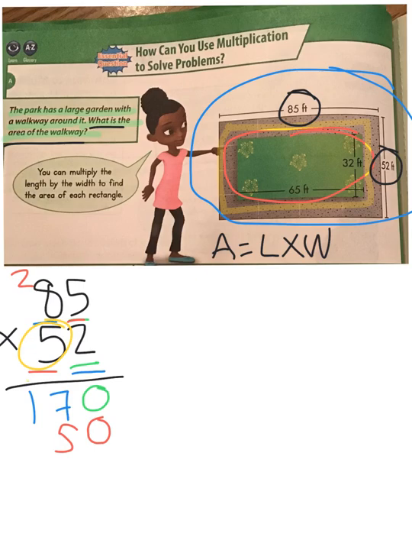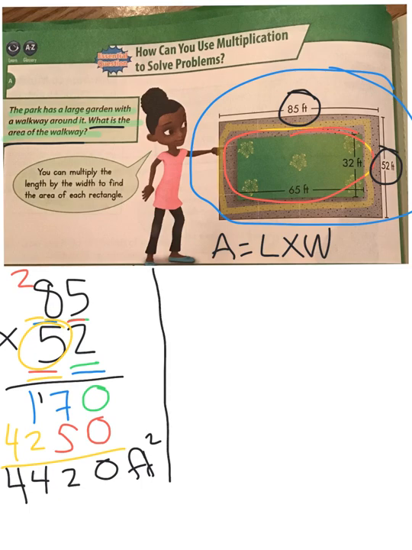Last, I'm going to multiply my tens times my tens. So 5 times 8 is 40, plus 2 more is 42. Then I'm going to go ahead and add the partial products. 7 plus 5 is 12. Regroup your 1. 2 plus 1 is 3, plus 1 more is 4. And last, I have 4. So the area of the actual park is 4,420 feet squared. We always say squared if we are using area. That was step 1.